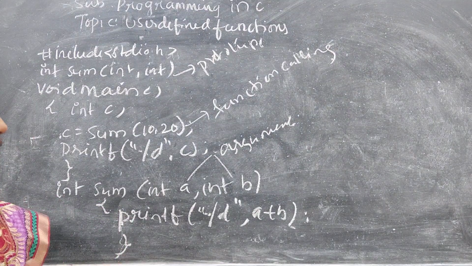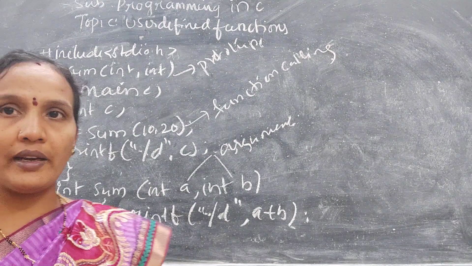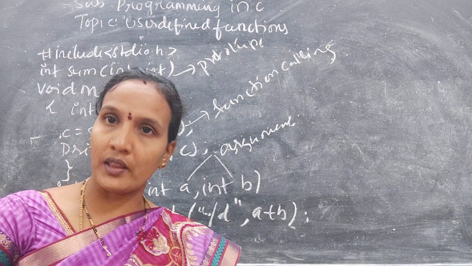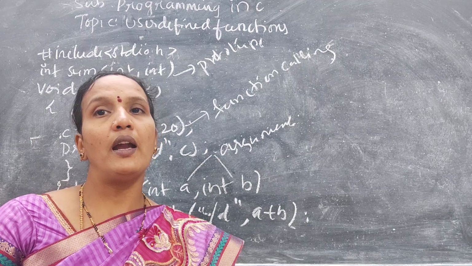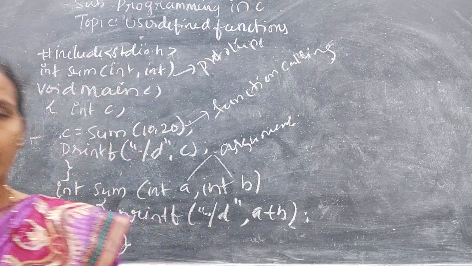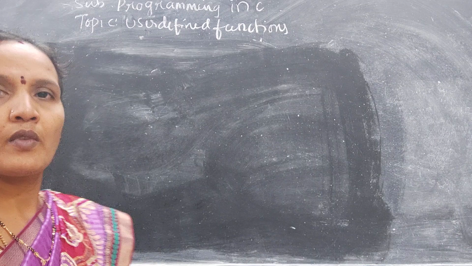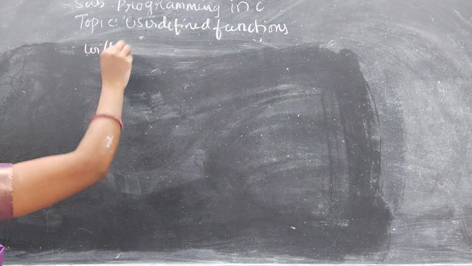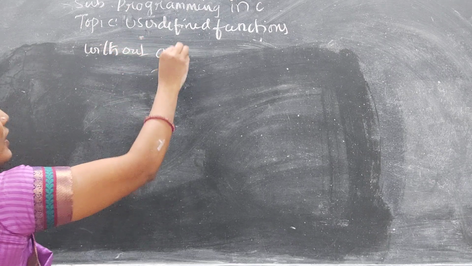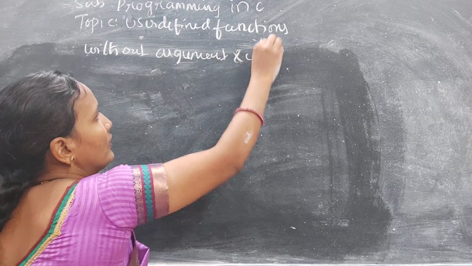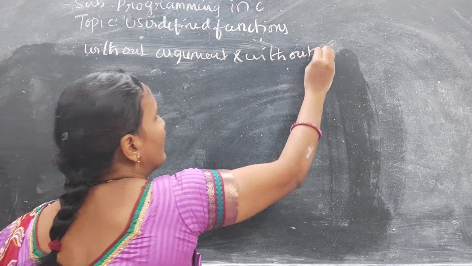Now, if you understood this, now I will explain the next category, function without argument and without a return statement. Okay. So what is the next one? Function without argument and without return statement.